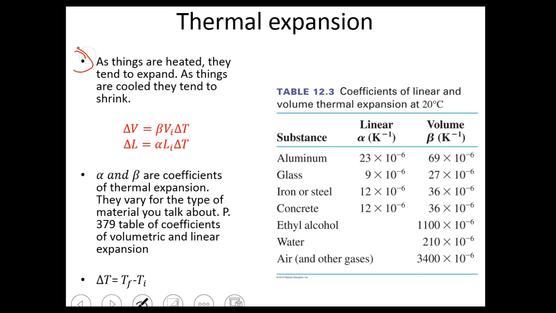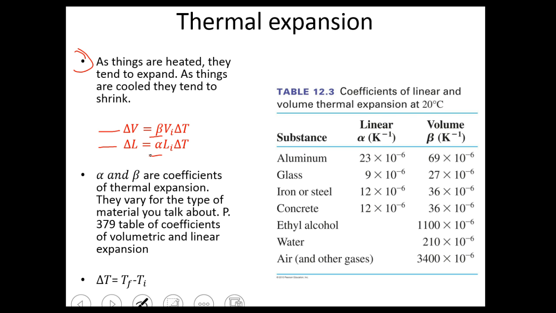And so as things are heated, they tend to expand. Depending on what we're talking about, the type of object being heated, we can talk about a volumetric expansion, or we can talk about a linear expansion. And that's these two formulas. So V is for volume and L is for linear expansion. These are pretty much the same formula, just depending on what we talk about. This beta and alpha are coefficients depending on the material.